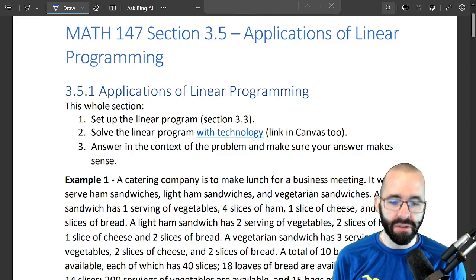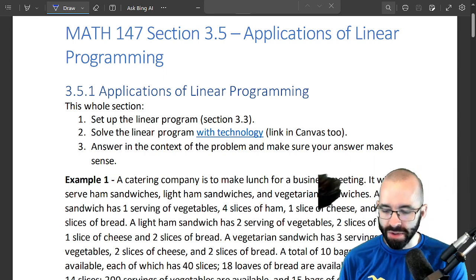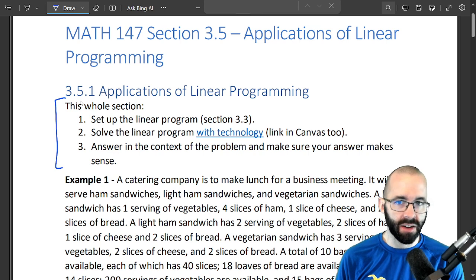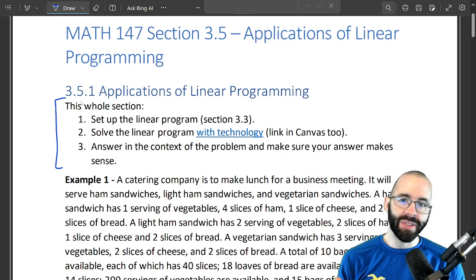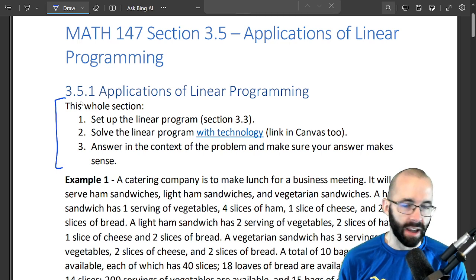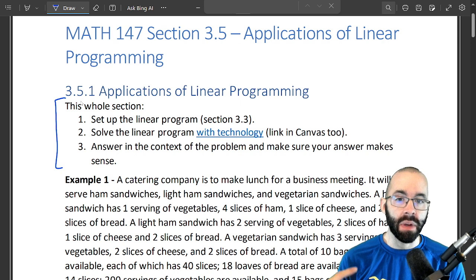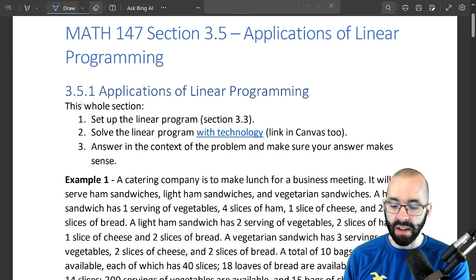Welcome to section 3.5. We're going to focus on applications of linear programming here, and there's some great news. The great news is the whole section is summed up in this video. It's just 3 steps. The bad news is that step 1, which is section 3.3, nothing new, step 1 can be very tough. So this whole one is going to give us more practice.